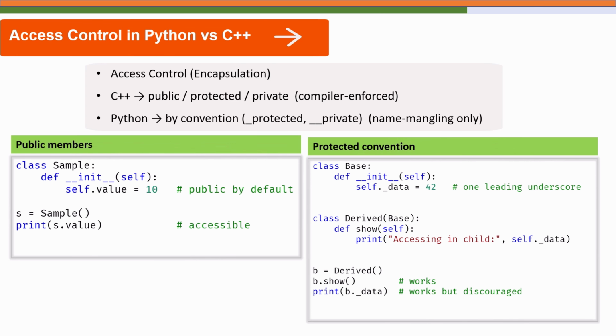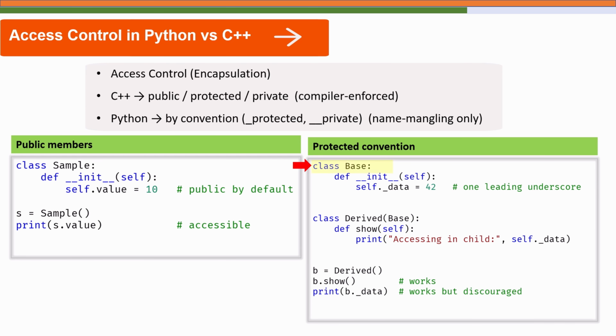It is a hint that this is for internal or subclass use only. The interpreter doesn't stop you from using it, but other developers understand that they shouldn't access it directly. So this is Python's agreement style of encapsulation. You can see in this example of class Sample, the attribute value is public by default. So it is accessible, as you can see, we can create an object and access it in a print function.